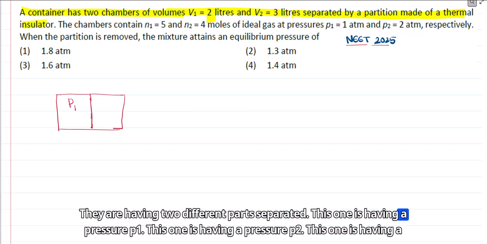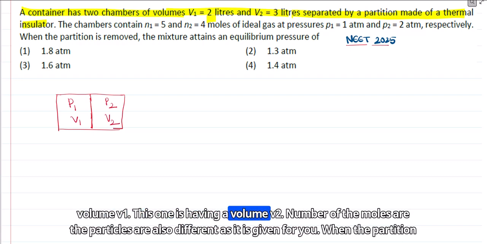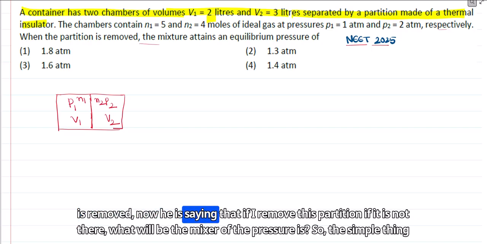This one is having a pressure P1, this one is having a pressure P2. This one is having a volume V1, this one is having a volume V2. The number of moles or molecules are also different, as it is given for you, right? When the partition is removed, now he is saying that if I remove this partition, what will be the pressure of the mixture?